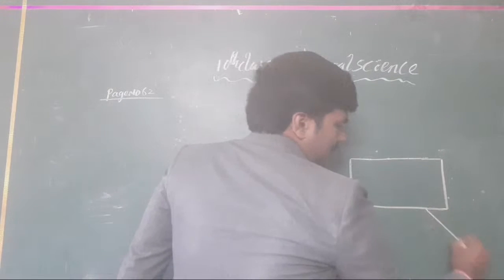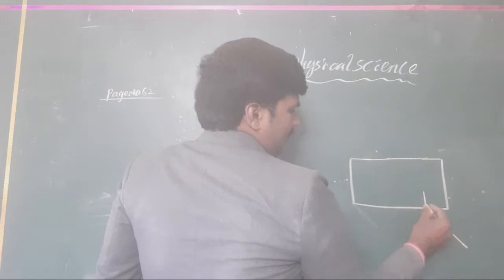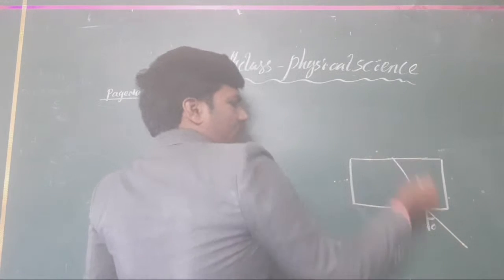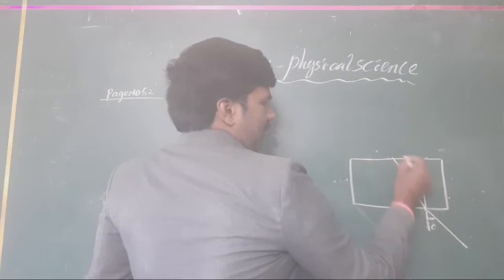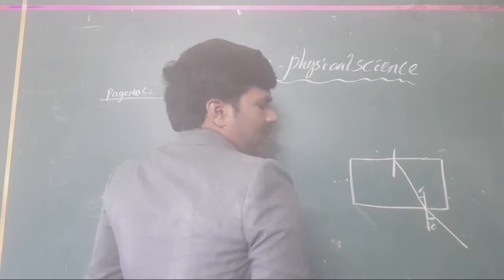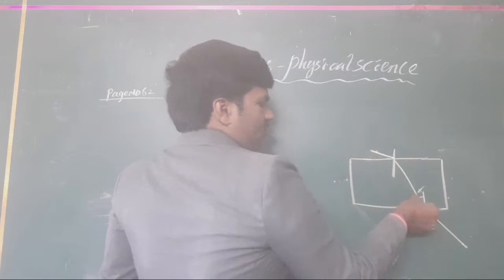There is an incident light. It may be normal. It is the incident angle. You know very well, it will come towards the normal, and it is the refracted angle here. Again here the normal will be there. Now it will go away from the normal. Now check it once here.